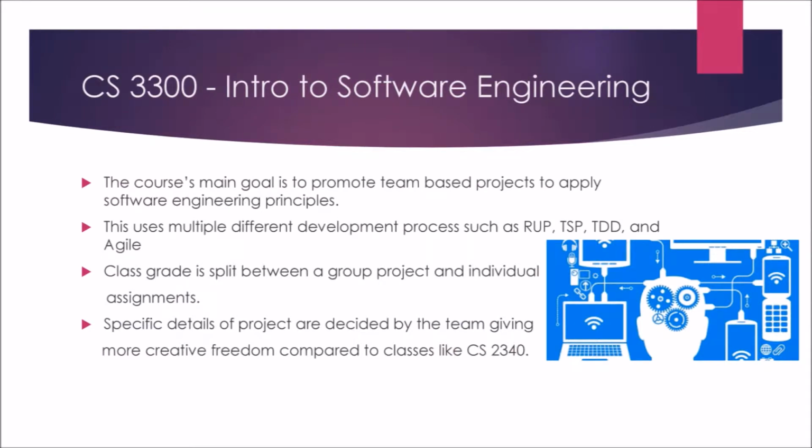CS 3300, Intro to Software Engineering, is another one of the courses that you get to pick for the Systems Architecture thread. This course's main goal is to promote team-based projects to apply software engineering principles. This uses multiple different development processes such as RUP, TSP, TDD, and Agile.